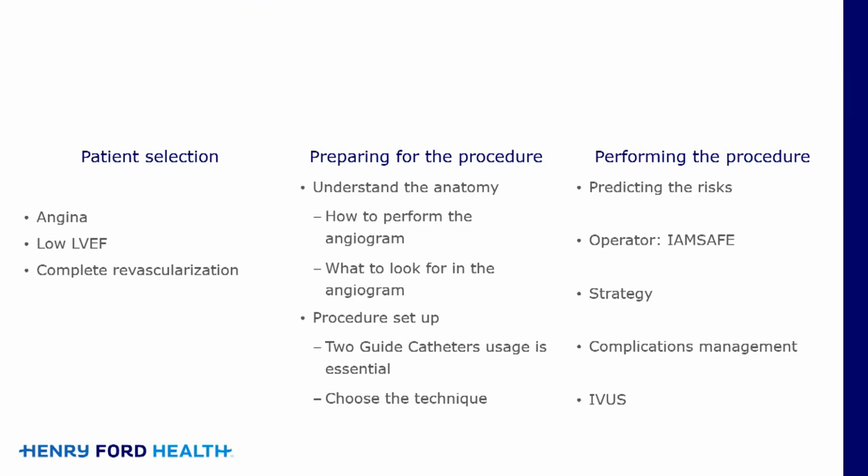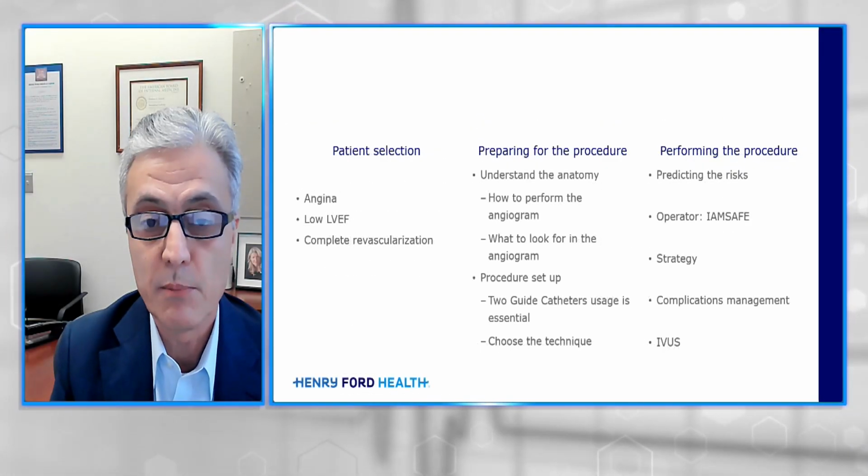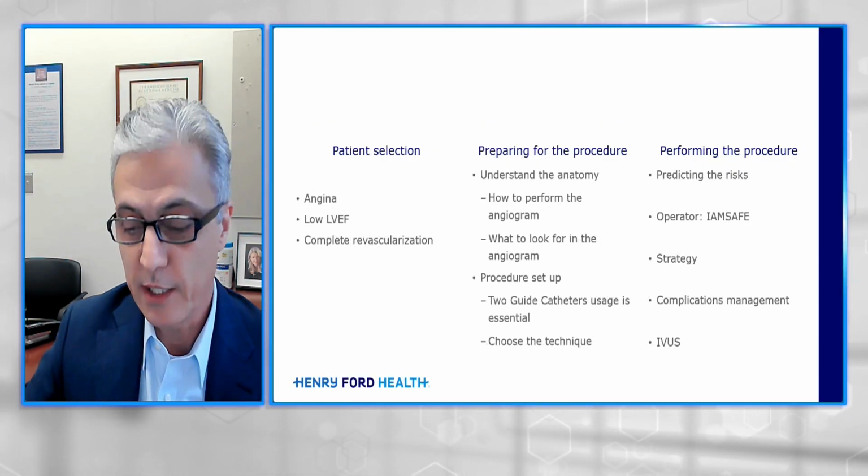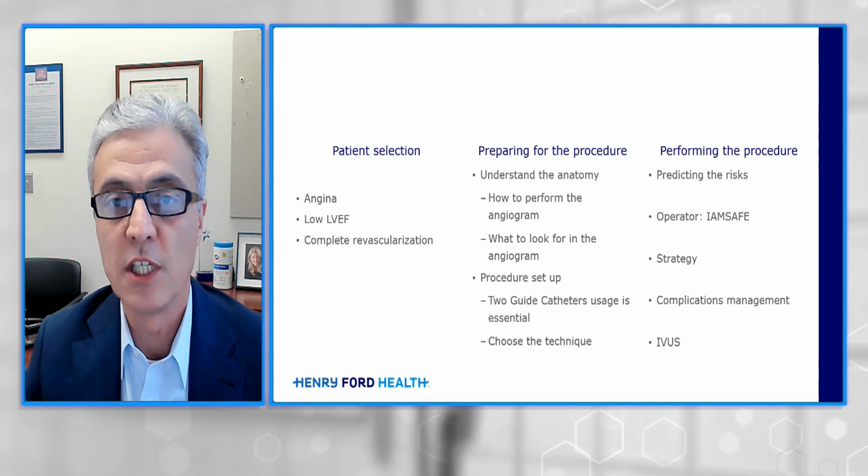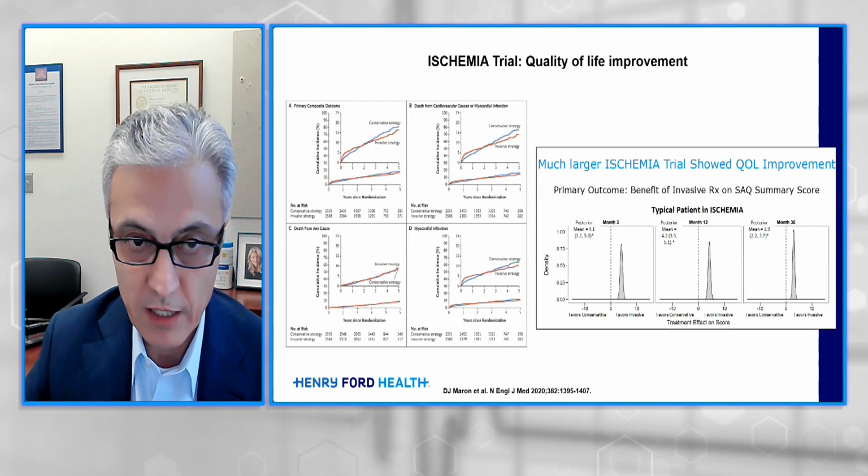If you want to do CTO PCI, there are 3 stages, as my friend Salman Arain says. And I think there are 3 stages for everything: patient selection, preparing for the procedure, and then performing the procedure. Each stage has to be approached really thoughtfully, and you cannot really cut corners when you're doing CTO PCI.